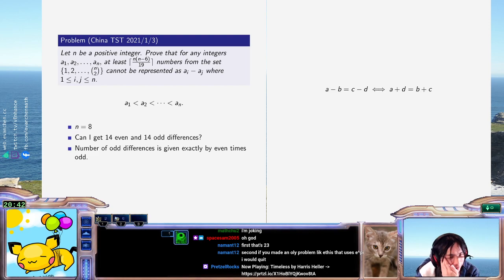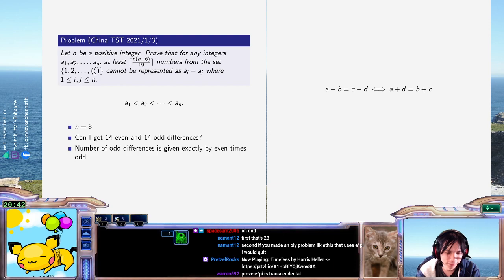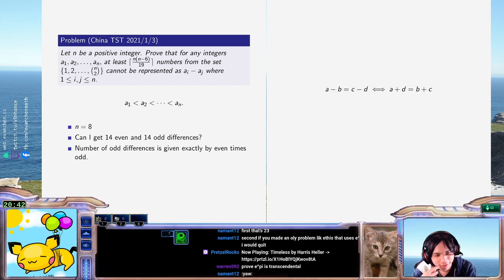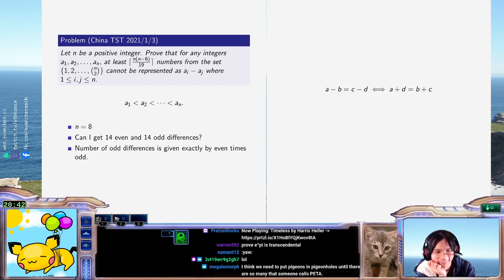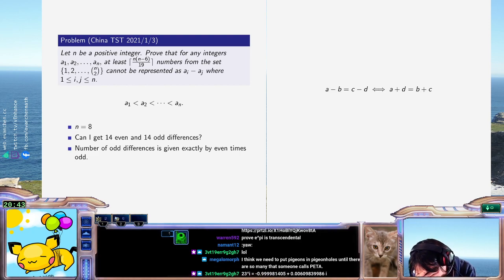If you make a problem like this that uses e to the pi, I will quit. Wait, all you need is like 23 to the i, you know? Ask someone to estimate 23 to the i and see if they realize that 23 is about e to the pi. Great idea. Nineteen.